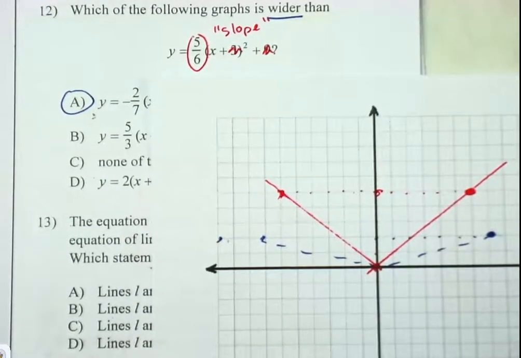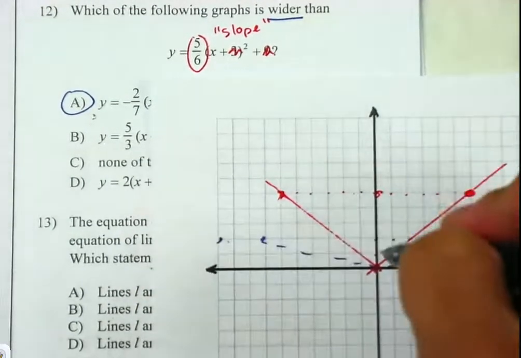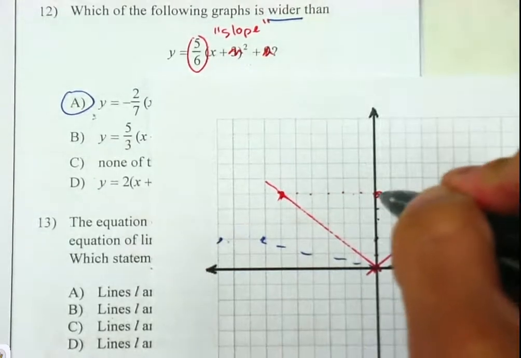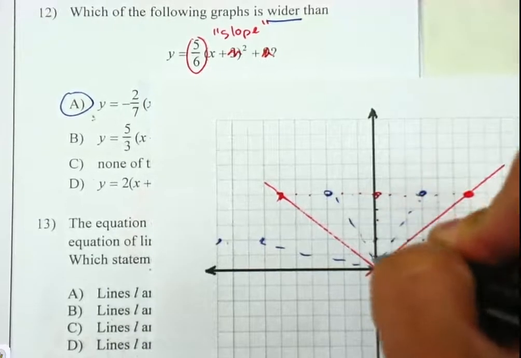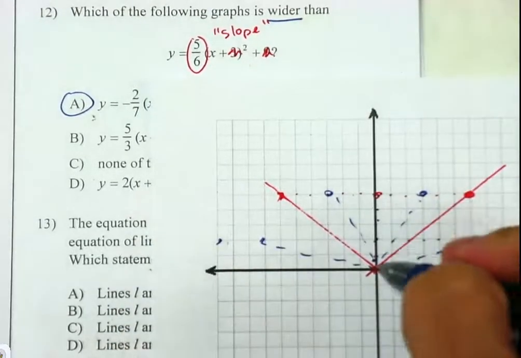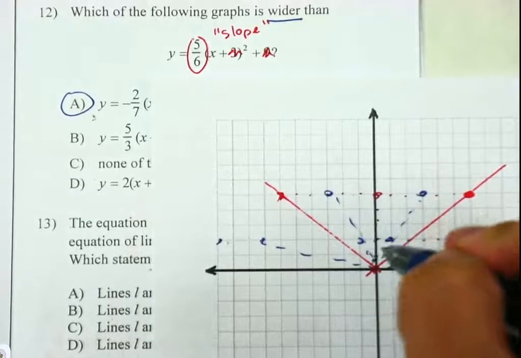And just so you can check the other ones, the letter B is 5 over 3, so that's up 5 over 3, which is inside, which is definitely narrower. And then we also have 2, which is up 2 over 1, also narrower. So the only one that's wider is A.